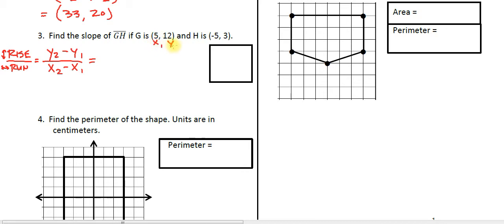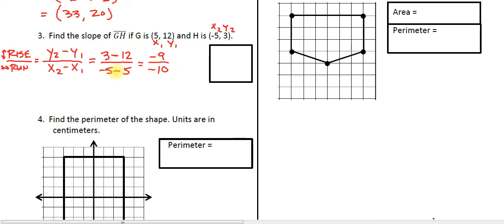So let's go ahead and label our points. I'll label this x sub 1, y sub 1. Let's label this x sub 2, y sub 2. And let's plug the points in. Y sub 2 is 3. Remember, the minus sign is part of the equation, so I write that first. Now I plug in y sub 1. So it's 3 minus 12. X sub 2 is -5. The minus sign, again, is part of the equation, so minus. And then we have a 5 as x sub 1. So 3 minus 12 is -9. -5 minus 5 is -10.